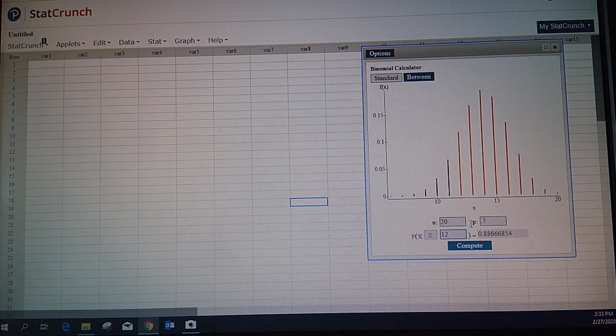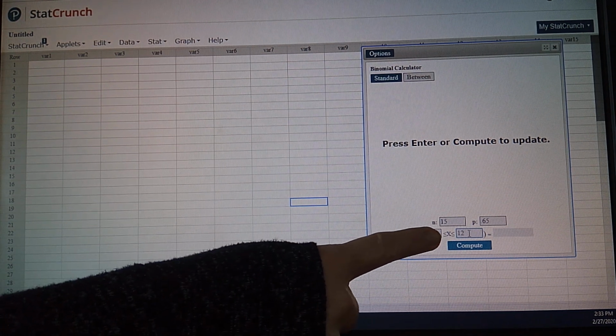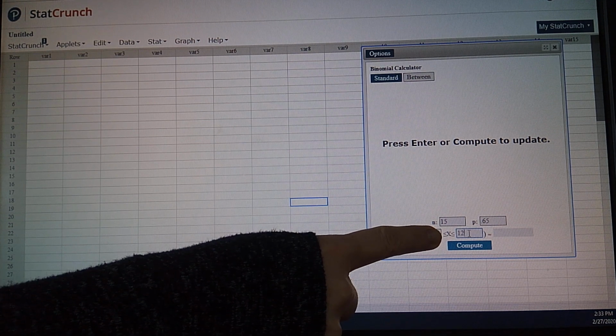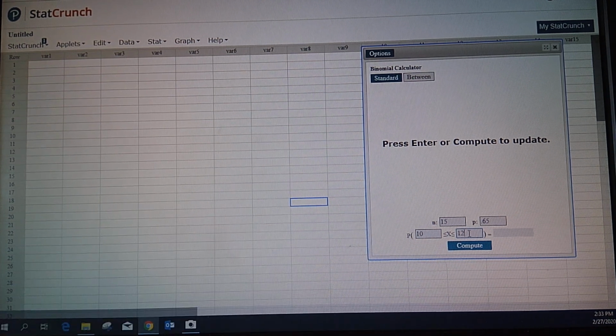And for the last one, we're going to go between two numbers, not greater than or less than one number. So we have to come up here and switch to between two numbers. N is 15. There's a 65% chance of being successful. We want x to be between 10 and 12 included. Notice that those are automatically included. You can't not include them. So if you didn't want to include 10, you would just change this number to 11.